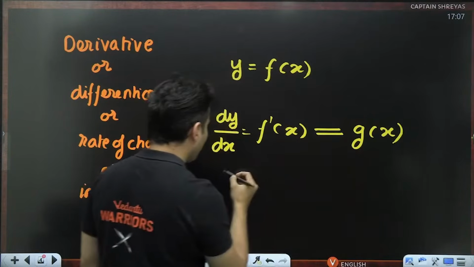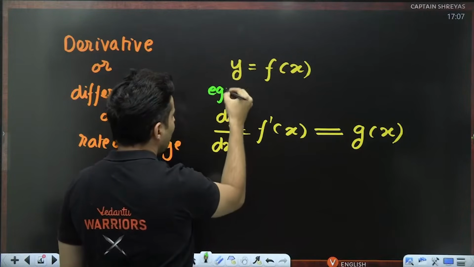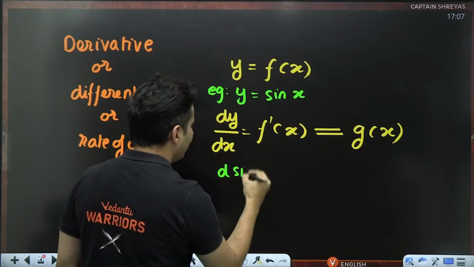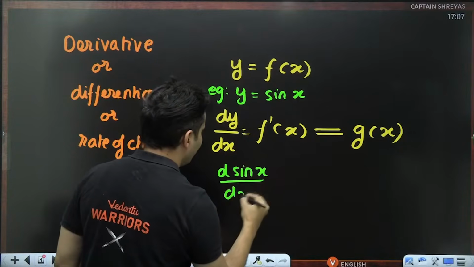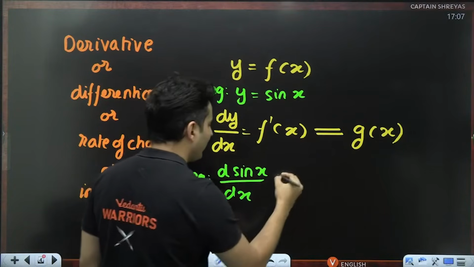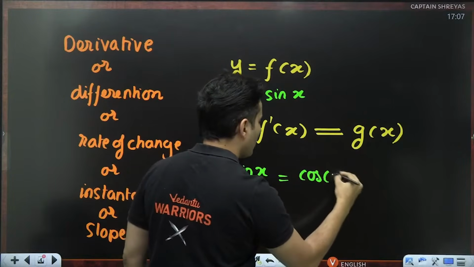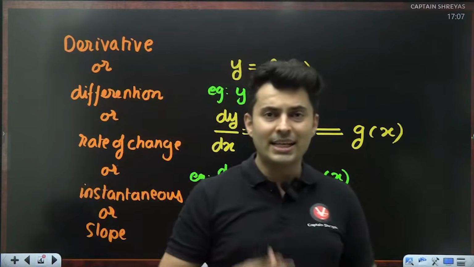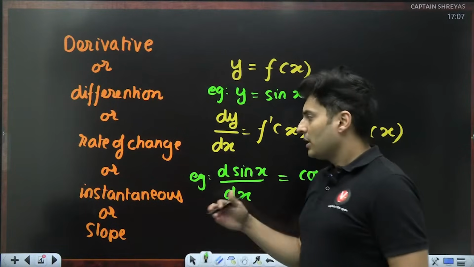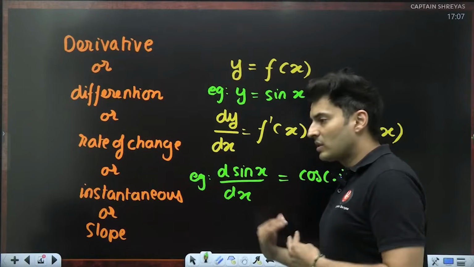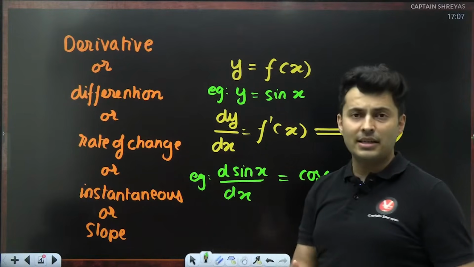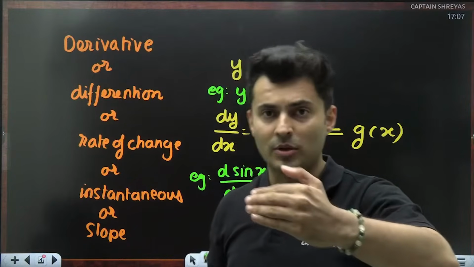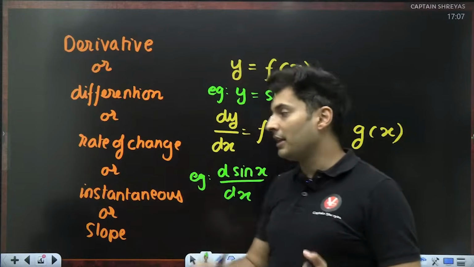For example, if y was sine of x, then derivative of sine of x with respect to x was a new function which was cos of x. That's what it is. So that is what derivatives used to stand for: instantaneous value, rate of change, slope, etc. Now let's go exactly opposite, which is basically antiderivative. And this antiderivative process, which is the exact reverse process, is basically called as integration.